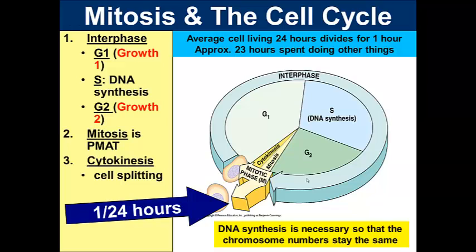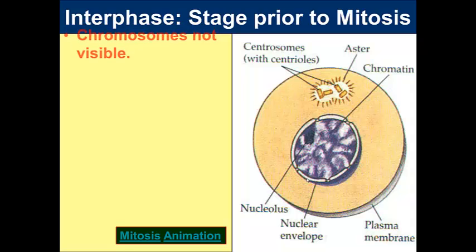The average cell living 24 hours divides for about 1 hour. Approximately 23 hours is spent doing other things. So, let's just say you have a cell that divides every 24 hours. So 1/24 of that time is spent dividing. The rest of that time is spent doing the job that the cells are supposed to be doing, for instance, producing hormones or enzymes for food digestion or things like that.